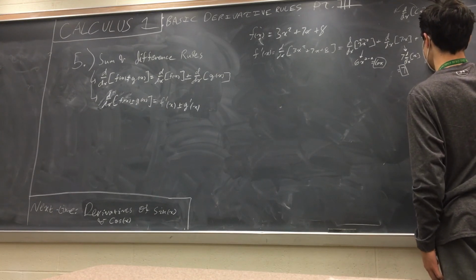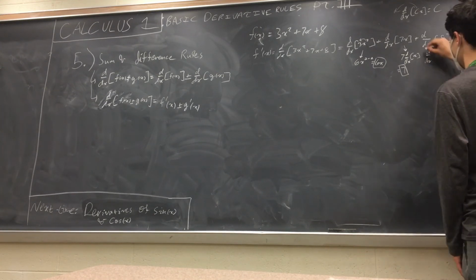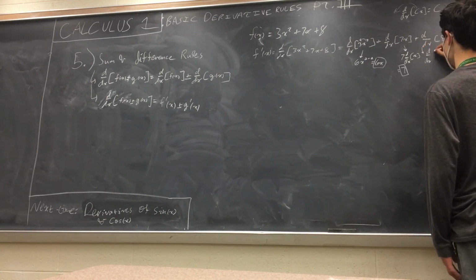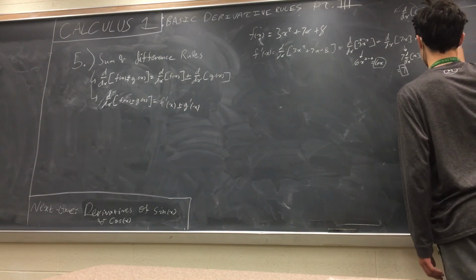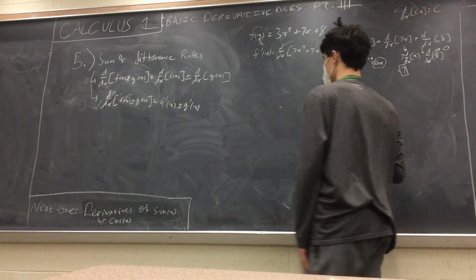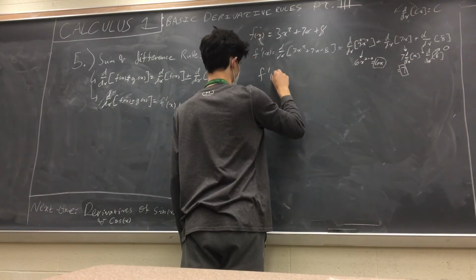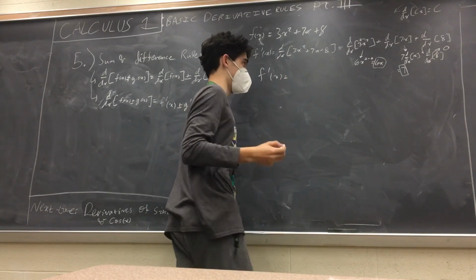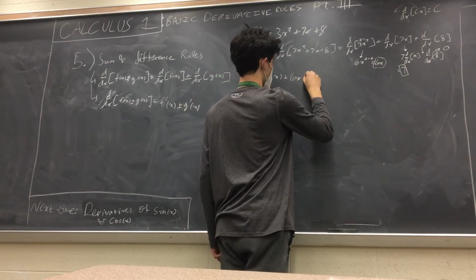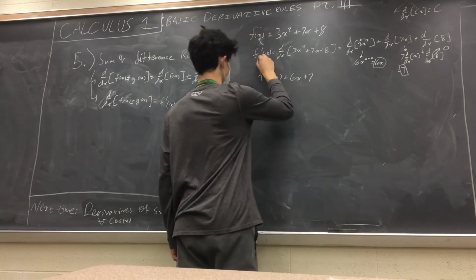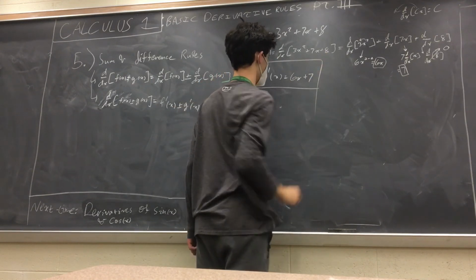And then for this one, the derivative of 8, this is the derivative of a constant, which is 0. So we end up with f prime of x being equal to 6x plus 7.